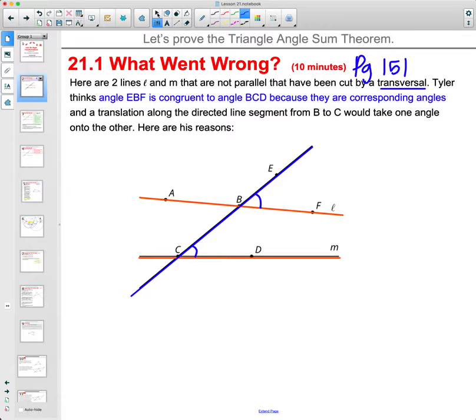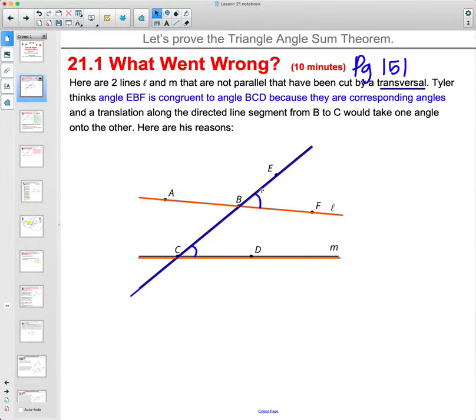And if we took a translation and just grabbed this angle and translated it down the line, that it would be equal to the other one. So if we just grabbed this, moved it along BC, it would be equal. Okay, so that's what he thinks if we move it there.